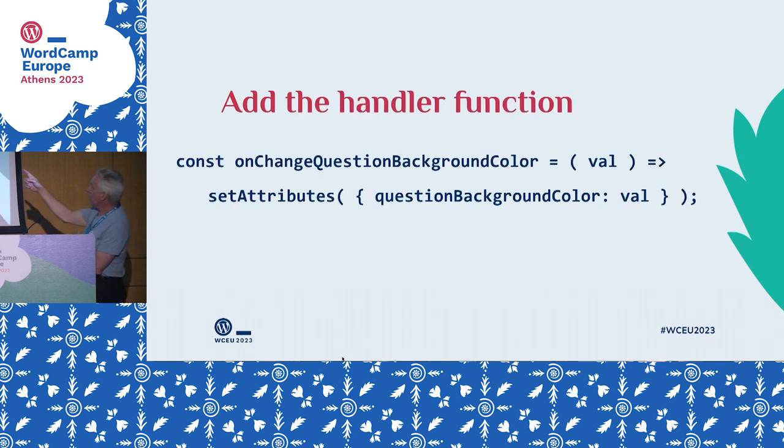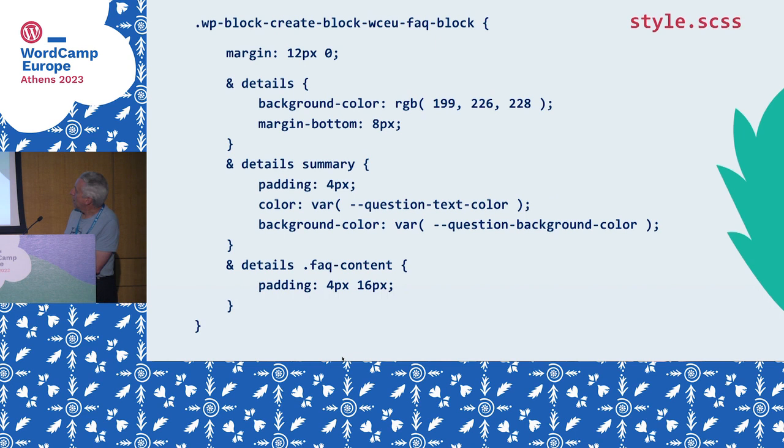We'd still need a handler function. So add that just beneath the other two handler functions, so when you change the color, it will update the attribute. And now we just need to update the CSS where the details summary has a background, we're using the CSS variable on the background color. And now you should be able to change both the text color and the background color of the question.